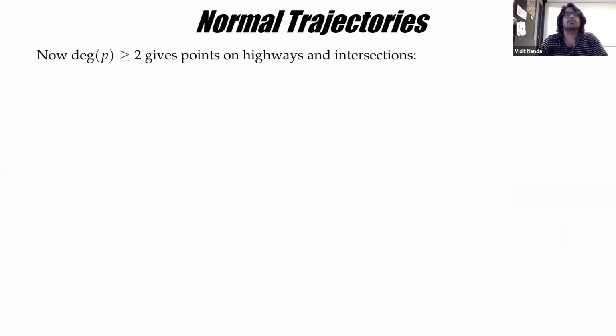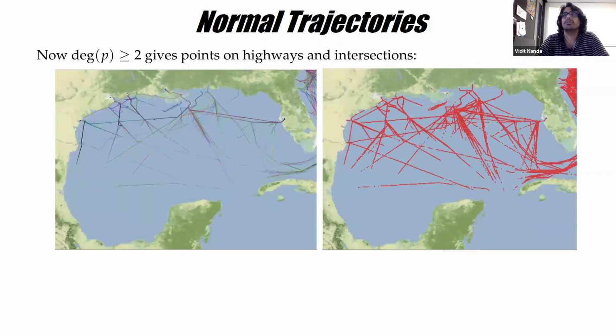Okay, so now with this degree definition, points of degree bigger than or equal to 2 give points on highways and intersections. And if you don't believe me, here are the pictures. On the left was that filtered thing I gave you at the beginning, which was just cargo ships for 1 week. And those red things are slightly thickened grid points. And hopefully you can see that we have this.